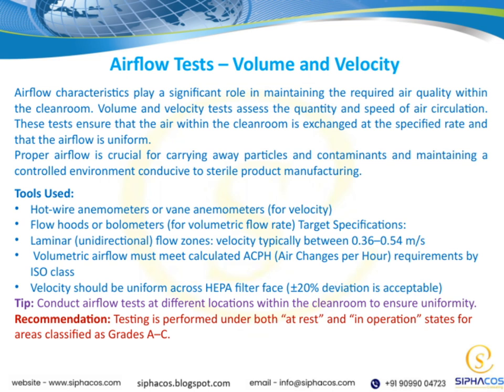Now, focusing on the target specifications, for laminar or unidirectional flow zones, we're aiming for a velocity generally between 0.36 and 0.54 meters per second. This range helps ensure a steady, consistent airflow that effectively carries away contaminants. Additionally, the volumetric airflow needs to meet the calculated air changes per hour, or ACPH, as specified by ISO standards for the particular cleanroom class.